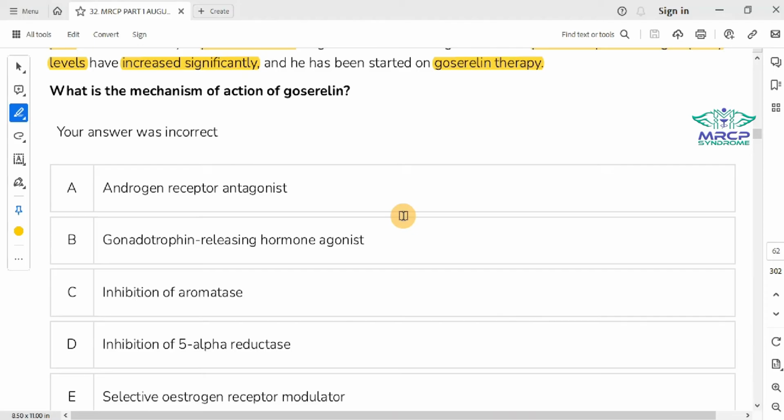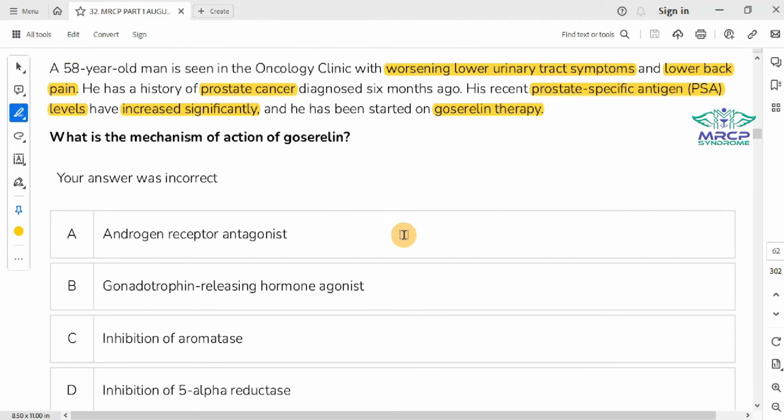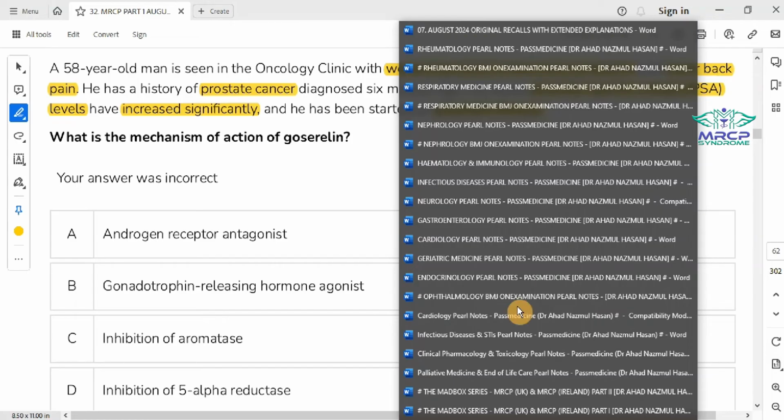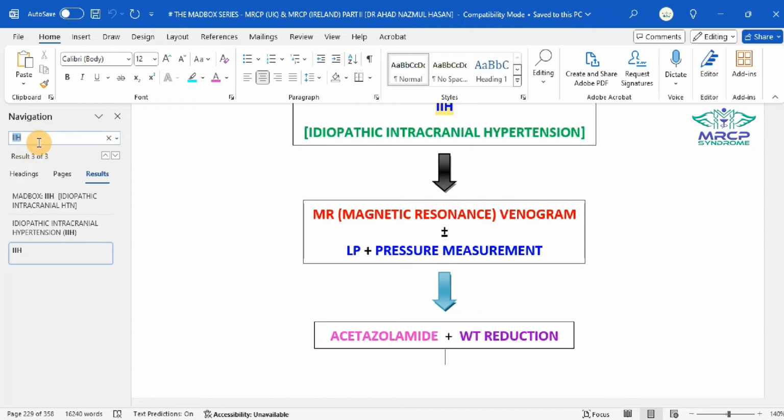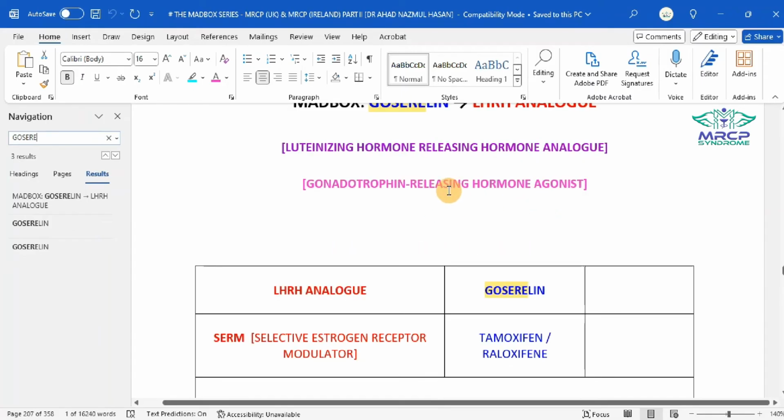Androgen receptor antagonist, gonadotropin releasing hormone agonist, inhibition of aromatase, inhibition of 5-alpha reductase, selective estrogen receptor modulator. The answer is B, gonadotropin releasing hormone. So the mode of action of goserelin is as a luteinizing hormone releasing hormone analog, the gonadotropin releasing hormone analog. So this is either a luteinizing hormone releasing hormone analog or a gonadotropin releasing hormone agonist.